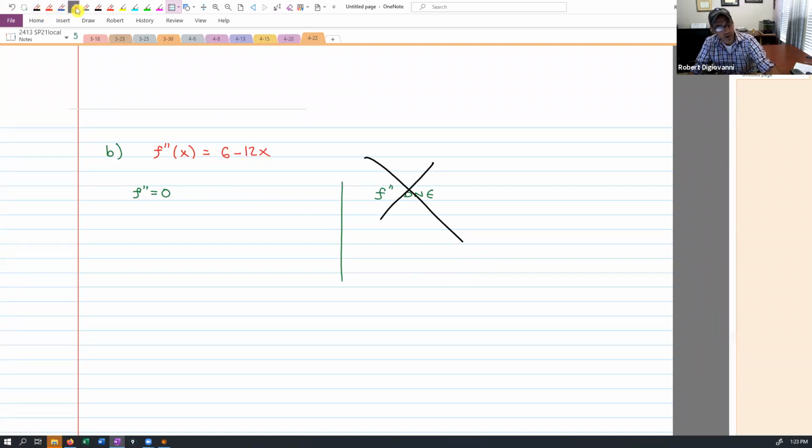Now, on the first part, setting equal to 0, well, luckily for us, this is a relatively easy equation to solve. Just move the 12x to the other side, divide both sides by 12, reduce the fraction, and you get x is a half.